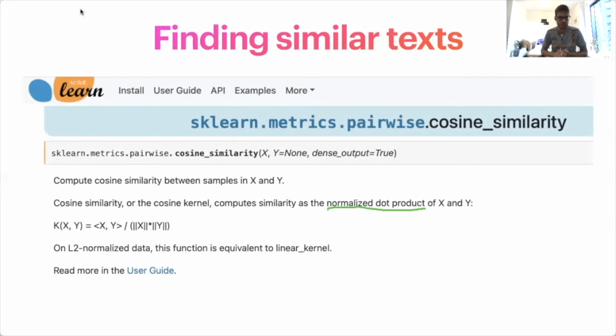He doesn't quite understand what this is. When he goes on to see the formula, it is also a bit cryptic. There's quite a lot of symbols, quite a lot of things going on there, as well as the explanation of the formula that says that on L2 normalized data, this is the same as a linear kernel. So he ends up more confused than he was before.